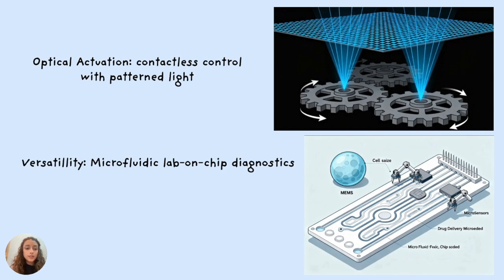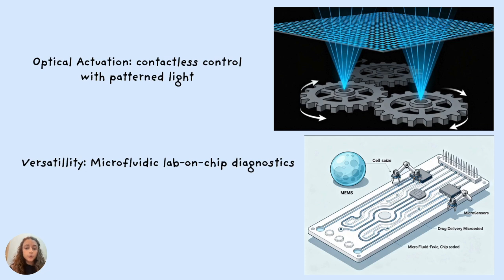And there's something really recent that's been game changing, which is optical actuation. Instead of physical mechanical connections, researchers now use patterned light to drive MEMS components. You can spin silicon gears smaller than a human cell without any physical contact. For biomedical work, that's huge. You get precision control while staying minimally invasive.